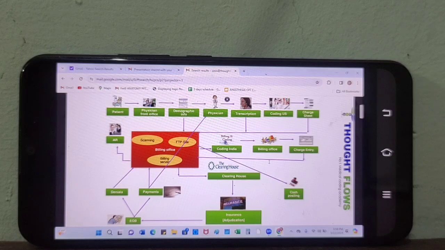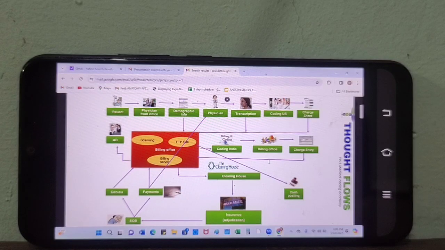If there are any ICD or CPT errors, the chart is transferred again to the coding department for recoding. Once the document has been rejected, the billing office checks the reason for that rejection. If there is a CPT error or ICD error, the chart is transferred to the coding department, they code the chart again, and the process continues.